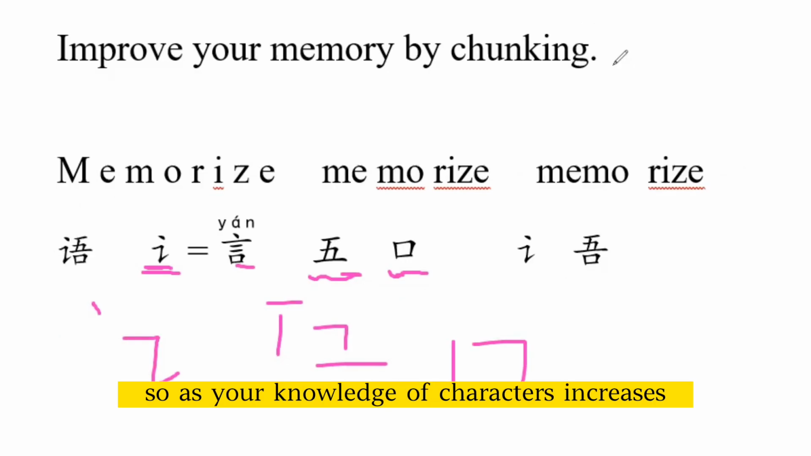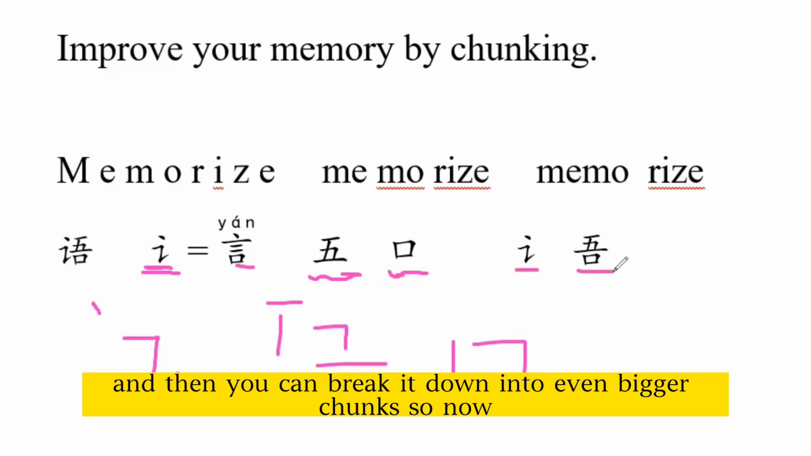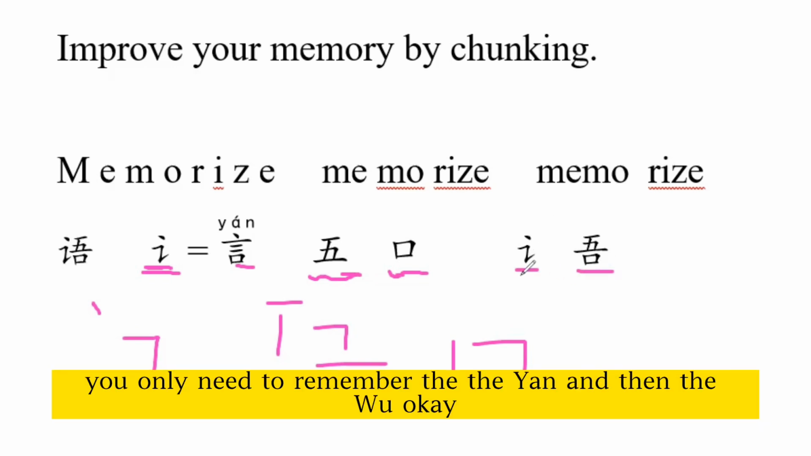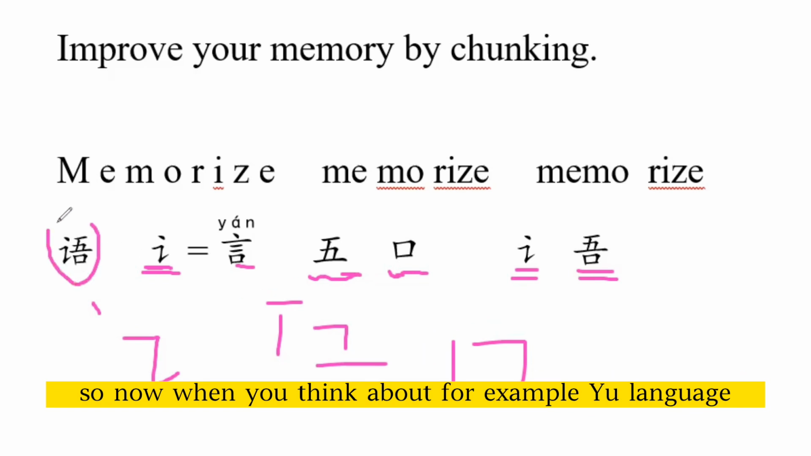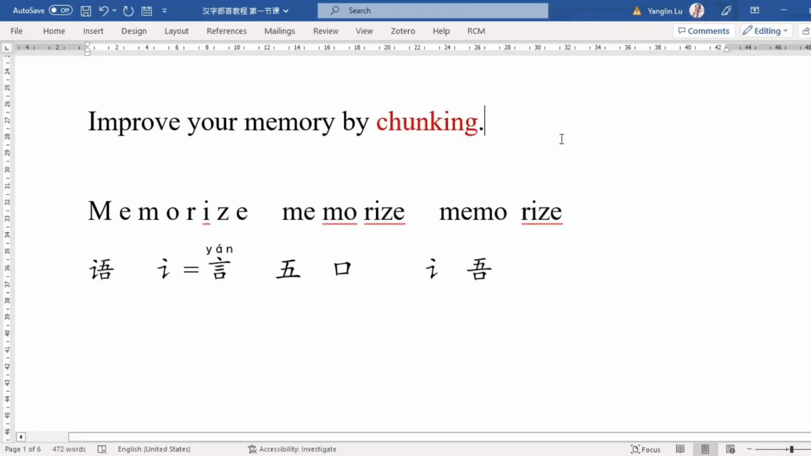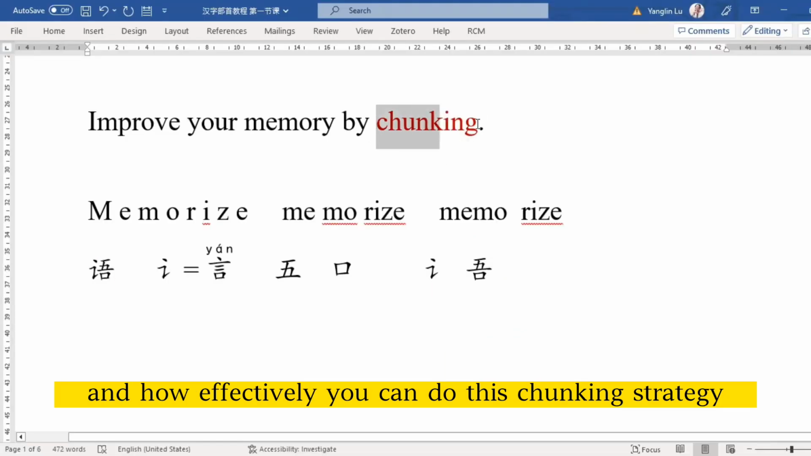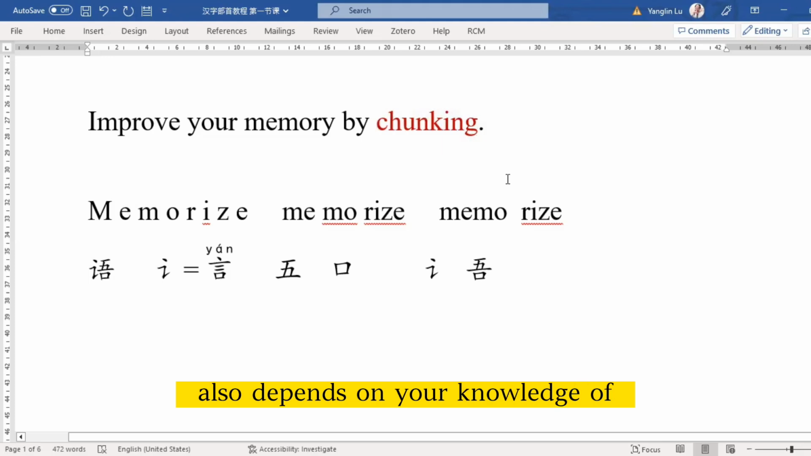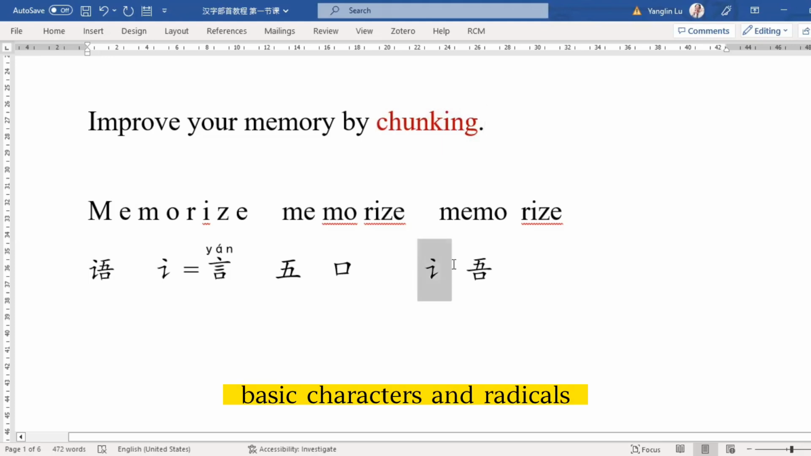As your knowledge of characters increases, you can break it down into even bigger chunks. So now you only need to remember the yan and then the wu. When you think about, for example, yu, language, all you have to remember is the yan radical and then the wu, okay? And how effectively you can use this chunking strategy also depends on your knowledge of basic characters and radicals.